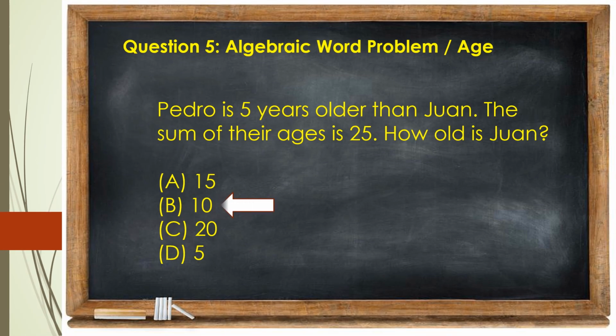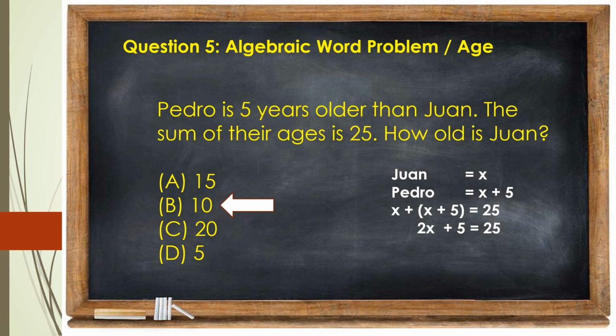The correct answer is B, 10. Word problems can look scary, but we can turn them into a simple equation. Let's say Juan's age is X. Since Pedro is 5 years older, his age is X plus 5. The problem says their ages added together equals 25. So, X plus X plus 5 equals 25.